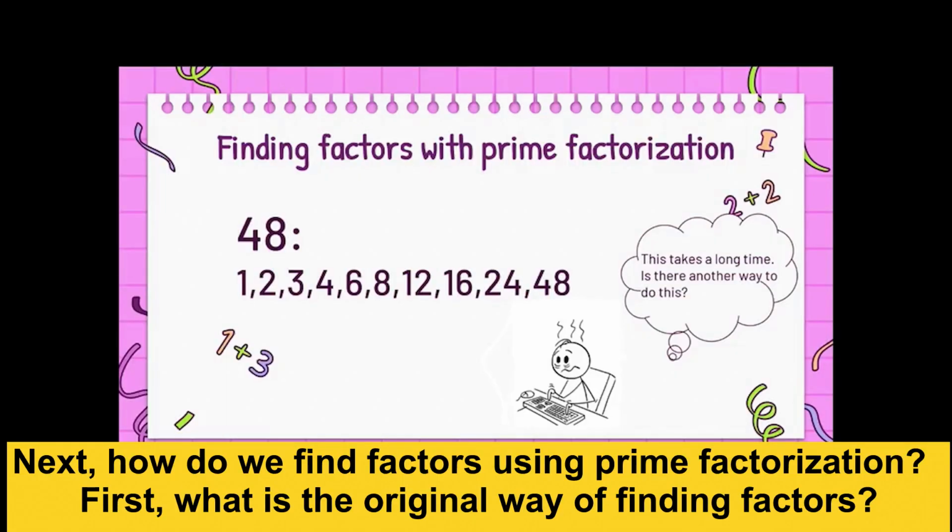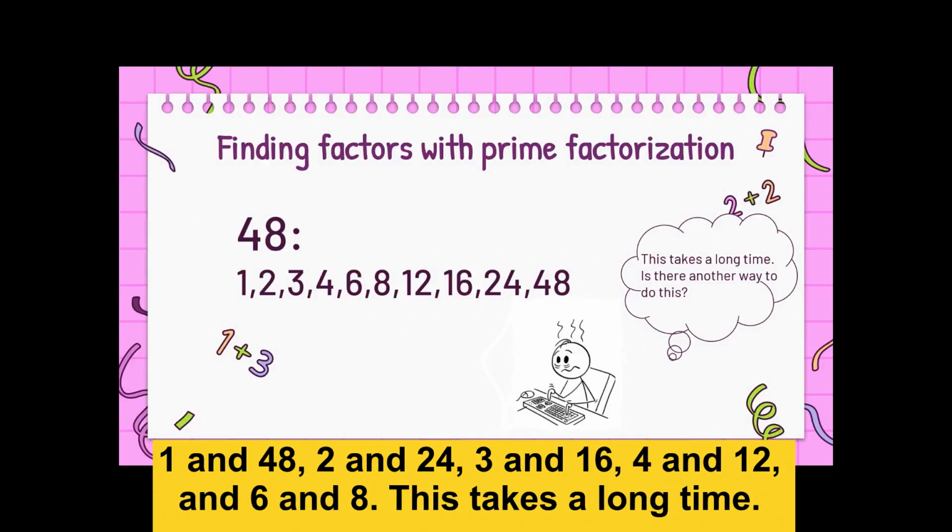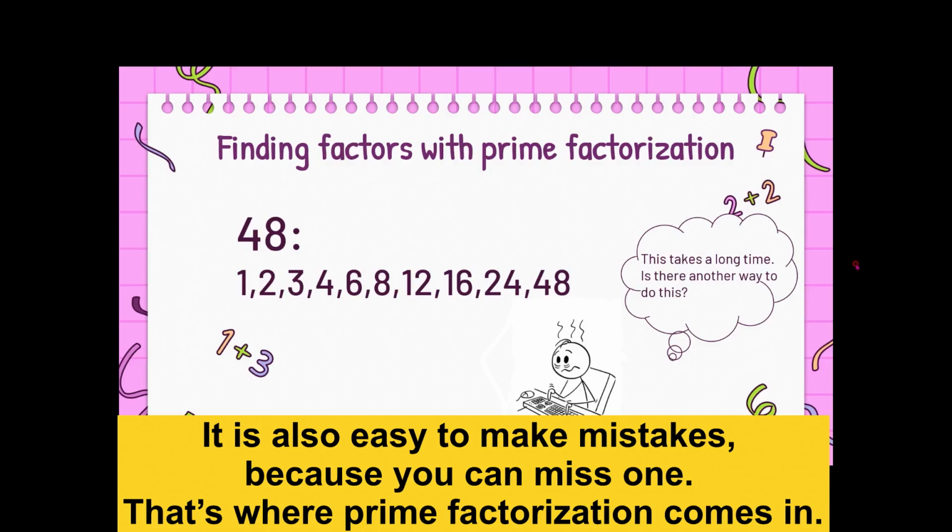Next, how do we find factors using prime factorization? First, what is the original way of finding factors? 1 and 48, 2 and 24, 3 and 16, 4 and 12, and 6 and 8. This takes a long time. It is also easy to make mistakes because you can miss one. That's where prime factorization comes in.